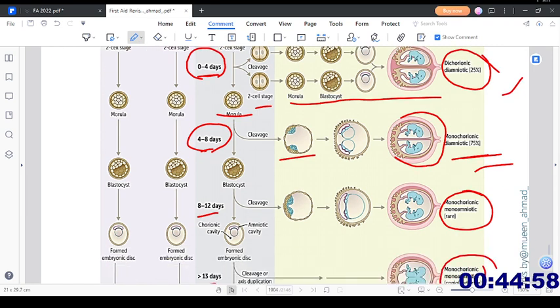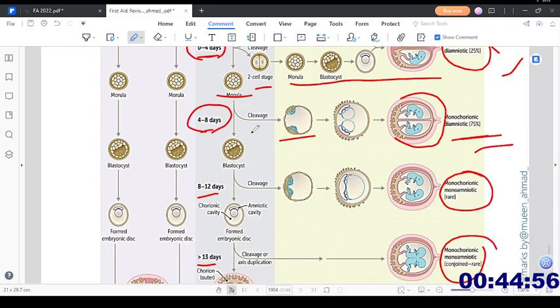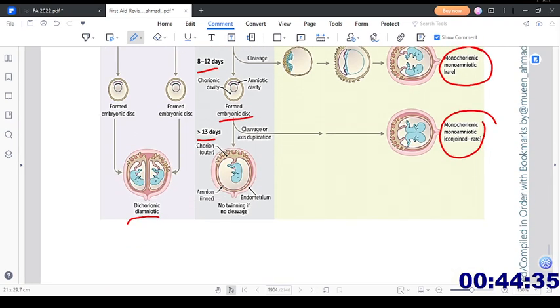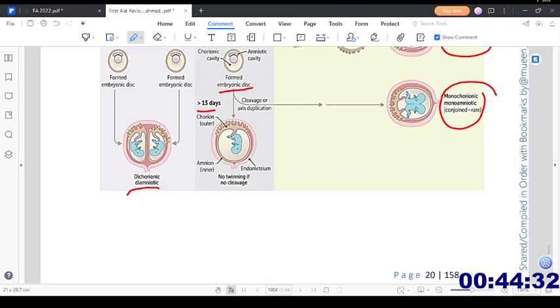Then blastocyst. Blastocyst is a condition in which the cleavage starts happening after the blastocyst stage, and this particular stage is very rare, but we have monochorionic and monoamniotic twins. In this case it happens after the embryonic disc is formed, and after that cleavage starts, which can result in the monochorionic and monoamniotic stage, that is conjoined, and that is also a rare condition.